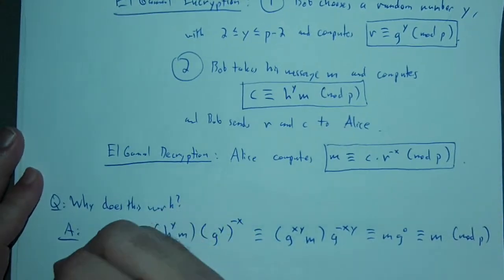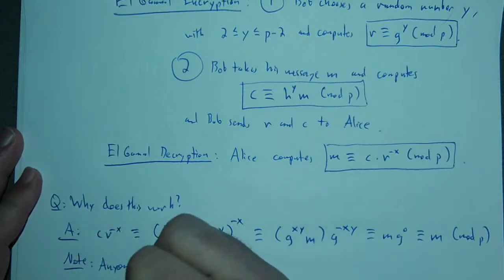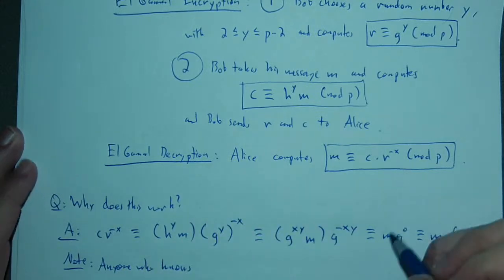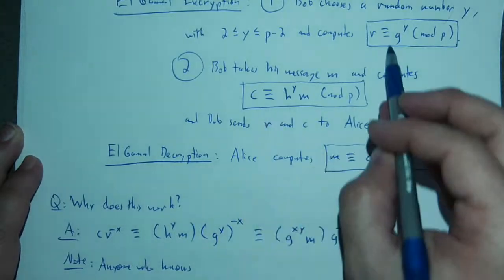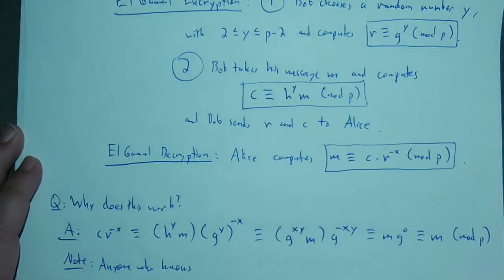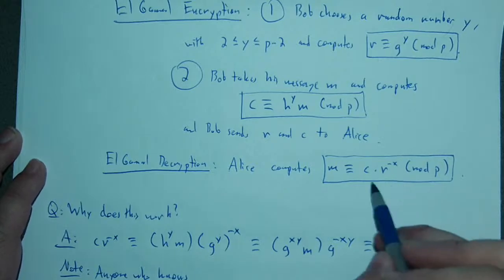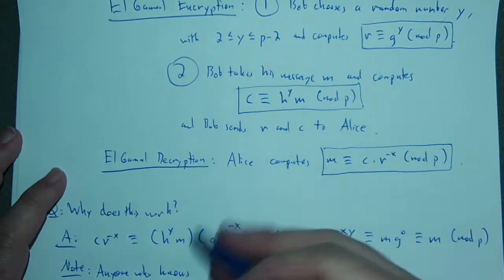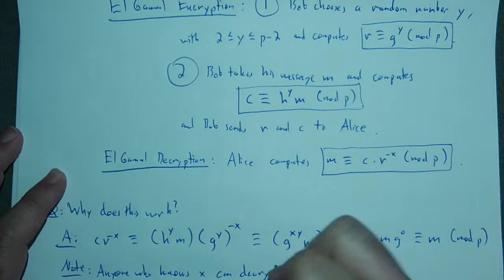So, note, anyone who knows X, that's all they have to know here, right? So this decryption method, the way that it works is the C and R are being sent along. So anyone who intercepts what Bob sends to Alice intercepts C and R. And so if they know X, they could just immediately decrypt it in the same method that Alice uses. So anyone who knows X can decrypt the message.